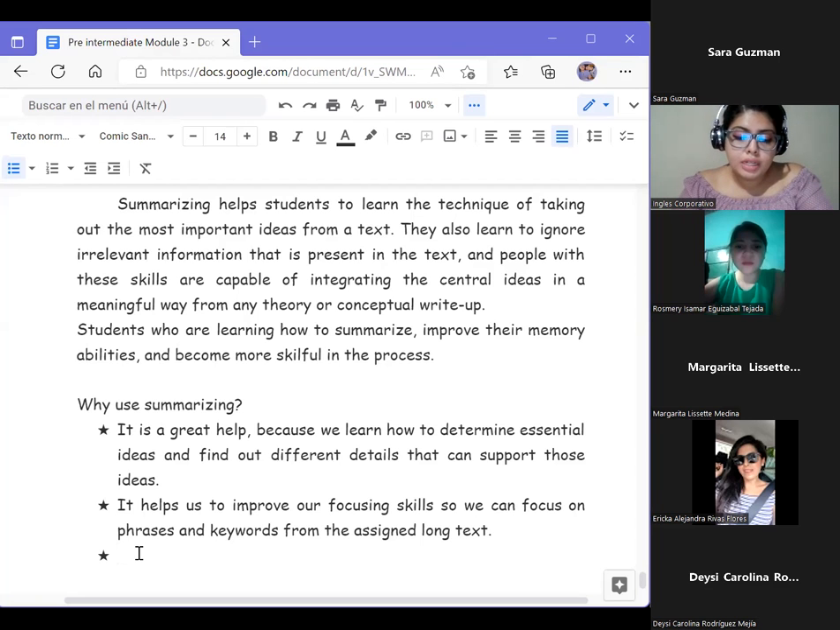Then we have that a student learns how to convert a large text into a small text. The short text has to comprise all the main points that are in the long text for a proper and concise understanding. Básicamente, ese es el punto.